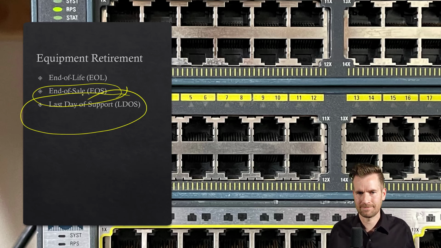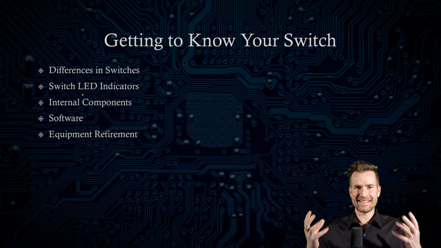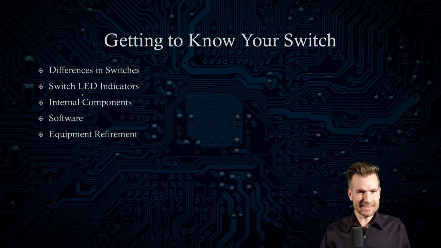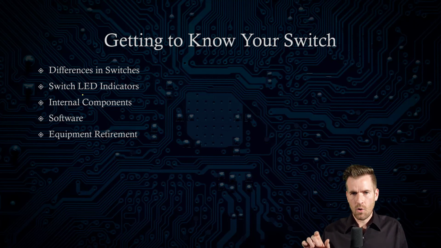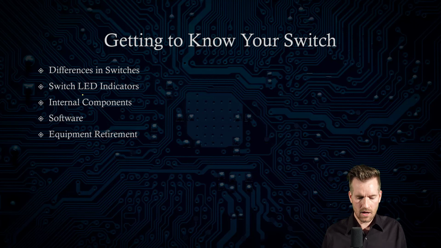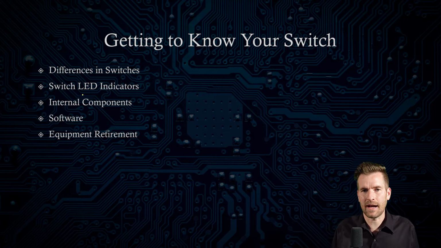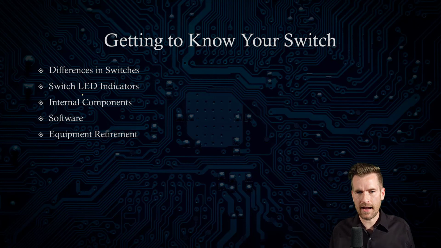All right, there it is, the equipment, the switch. Those are the things we're going to be getting on here and learning a lot more about the Cisco IOS. But there are lots of differences in the type of switches that you have. The switch LED indicators, we covered a lot about what those different indicators meant. We talked about internal components. I took the top off of one of the switches and showed you what it looks like on the inside and some of the components that are on the inside. We talked about the software that runs these switches, and then we talked about what happens when equipment is retired or comes to the end of its life.